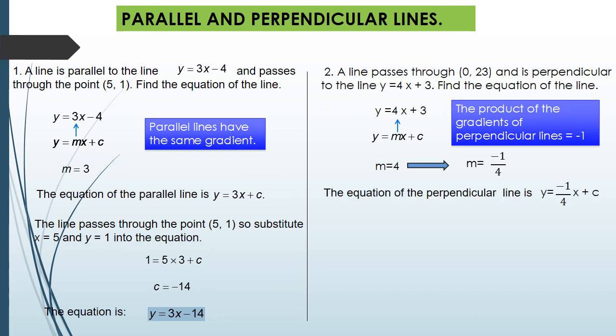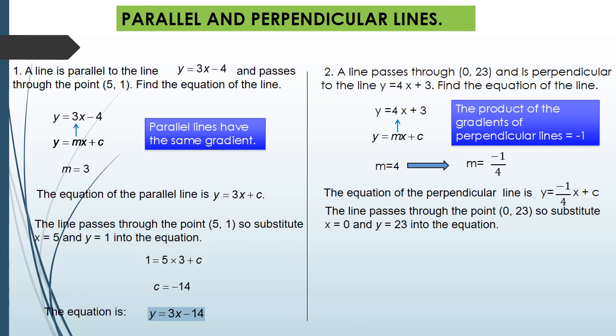So we find our c. We substitute (0, 23) in our equation. So that gives us c will be 23. Once c is 23 and our m is minus 1 over 4, then the equation of the line becomes y equals minus 1 over 4 x plus 23.